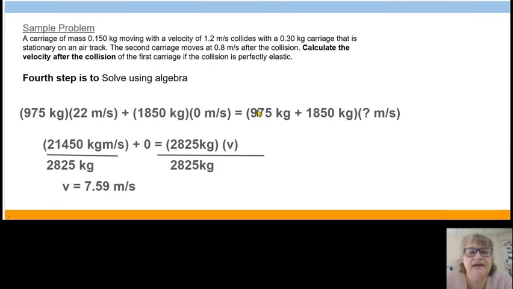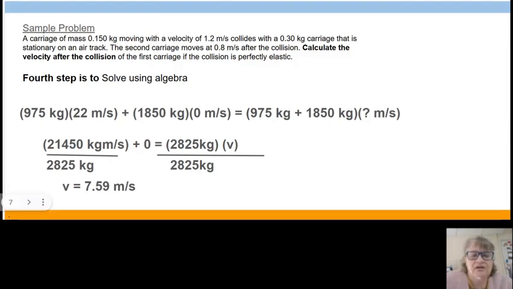On the other side, I get 975 plus 1850 kilograms, giving me 2,825 kilograms times the ending velocity. Okay. In this particular example, it's pretty straightforward. We want to get V by itself, so we're going to divide by the 2,825 on both sides. We end up with V is 7.59 meters per second.